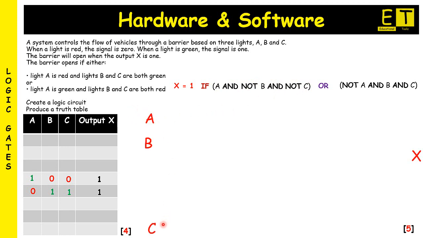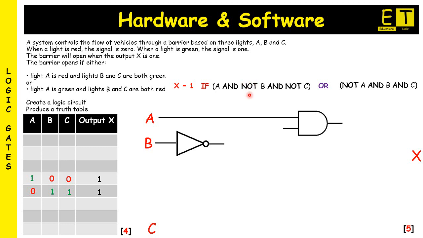So in your exam, you will be provided with the inputs and outputs. The first part of our logical expression is telling us that A, so input A, would go through an AND gate, then not B, so input B will go through a NOT gate, and input C would also go through a NOT gate.